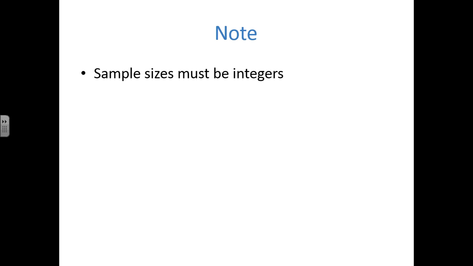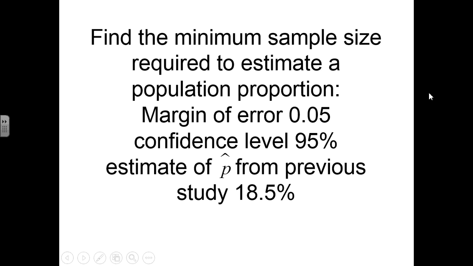All right, so note sample sizes, though, must be integers. You have to have 10 people in your sample or 11 people in your sample. There's no such thing as having 10.5 people in a sample. So you always round up your minimum sample size. All right, so now let's see if you understand how that formula works. Now, this formula is not done by Minitab, so you actually do need to do this with a calculator to calculate the minimum sample size.